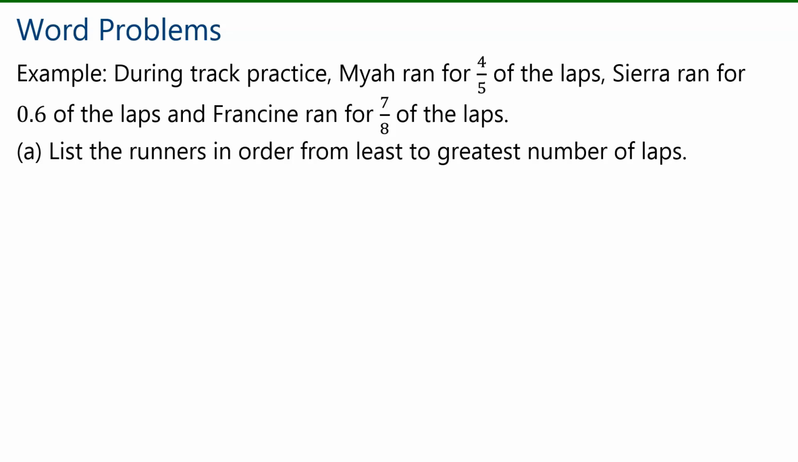Now 0.6 can be written as 6 over 10. Now let's compare that with the other fractions, 4 over 5 and 7 over 8. In order to compare these, I'm going to create equivalent fractions and make them all have a common denominator. Now in this case, the common denominator is going to be 40, because 10 can divide into 40, 5 can divide into 40, as well as 8.